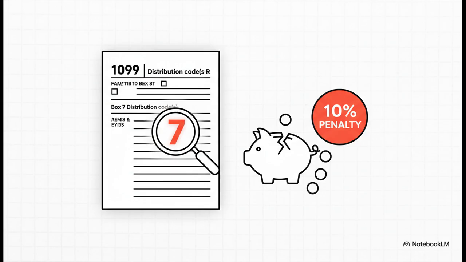You see, Box 7 is basically the instruction manual for the IRS computer. Get the code wrong, and it automatically triggers a 10% penalty. That's a huge chunk of your inheritance gone. And it's a penalty that's completely separate from your regular income tax, all because of a common error.